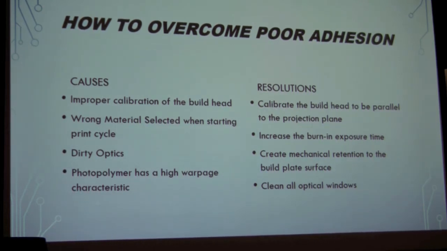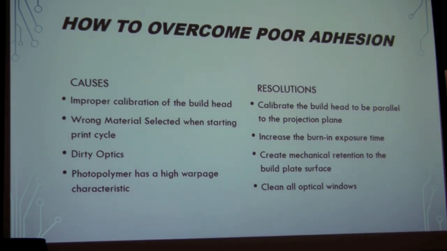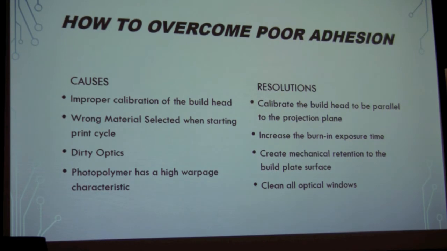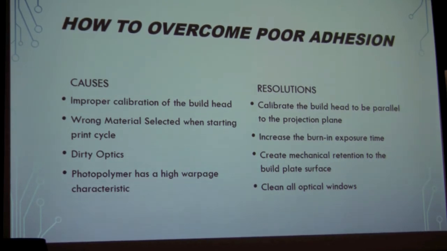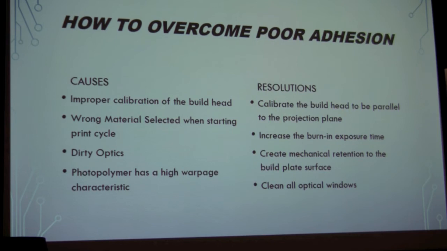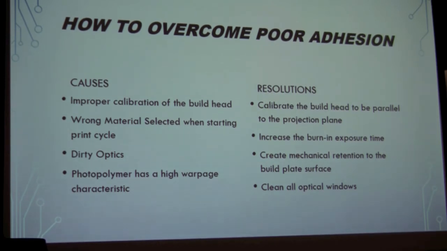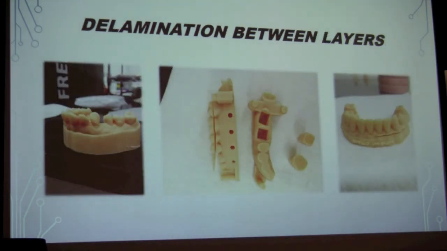So resolutions to this would be to calibrate the build head, make sure it's parallel. If you have an open source printer and you have the ability, you can try increasing the burn-in exposure time to help the object actually stick to the build head. You can also create mechanical retention to the build plate surface. This is where you take your build plate off and hit it with some 400 grit sandpaper and create a little bit of a rougher surface to help the model stick to the build head. And then clean all optics of the printer itself.